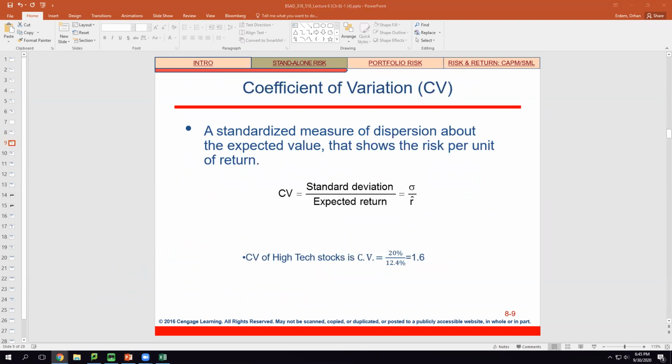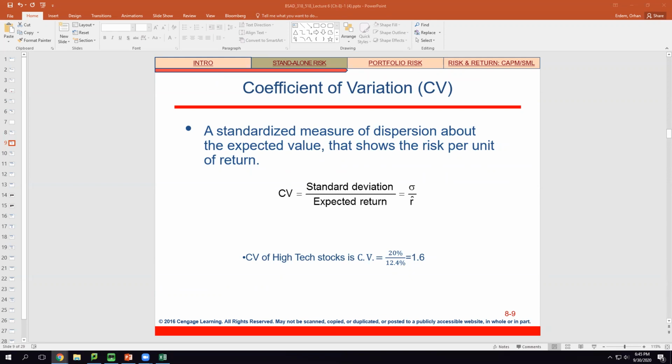The next thing is called coefficient of variation. Coefficient of variation is the standard deviation divided by the expected return. We calculated that standard deviation was 20% and the expected return was 12.4%. When you divide those numbers, you get 1.6. So coefficient of variation is a standardized measure of dispersion. The higher the coefficient of variation, the higher the risk per return.